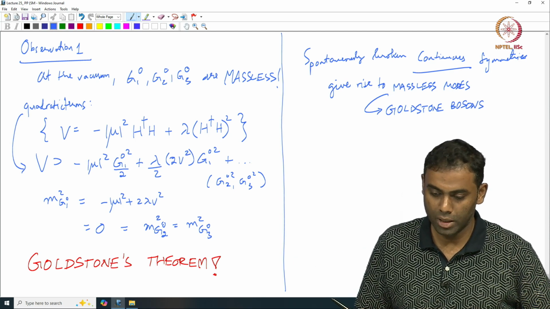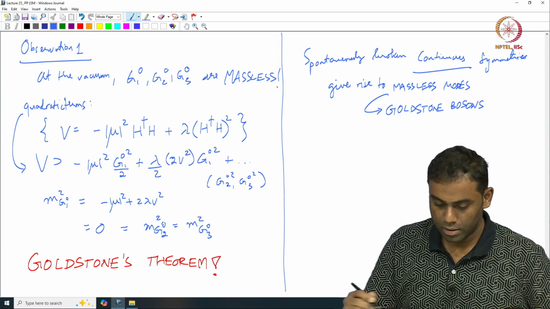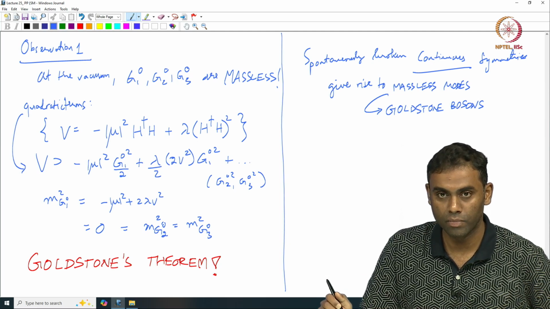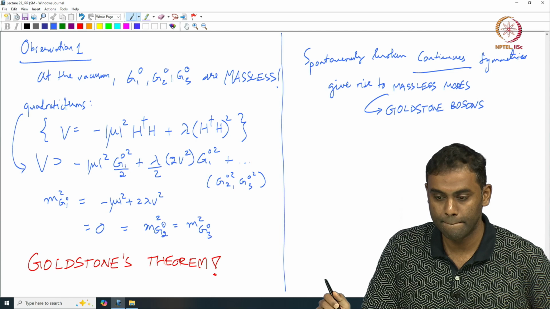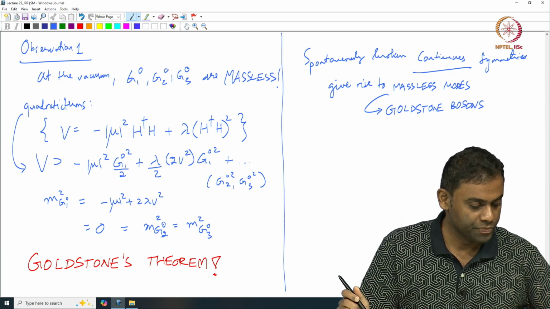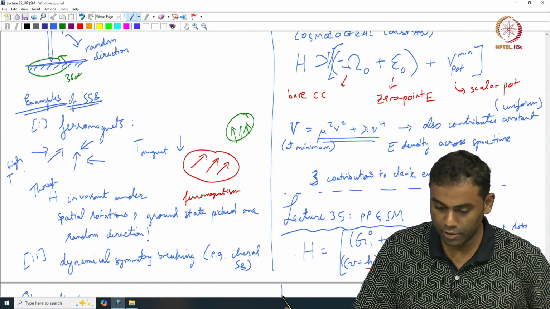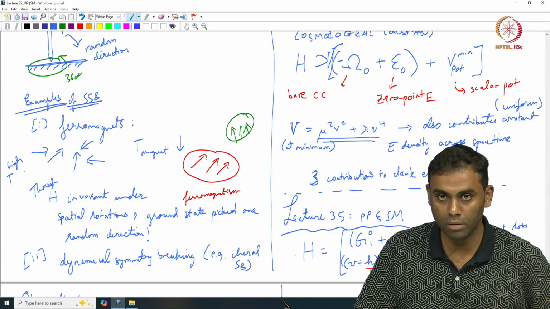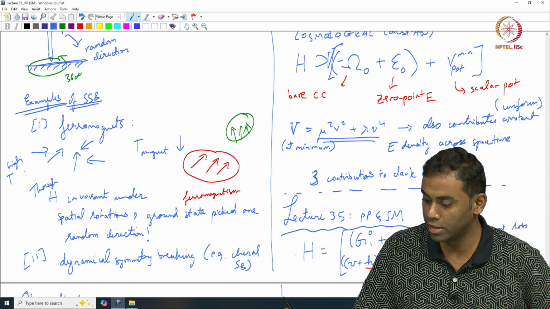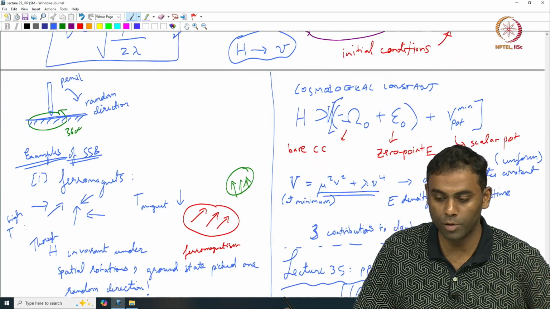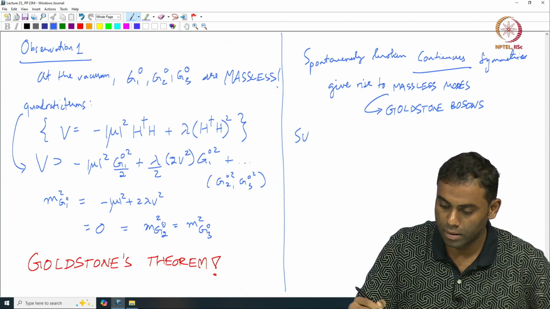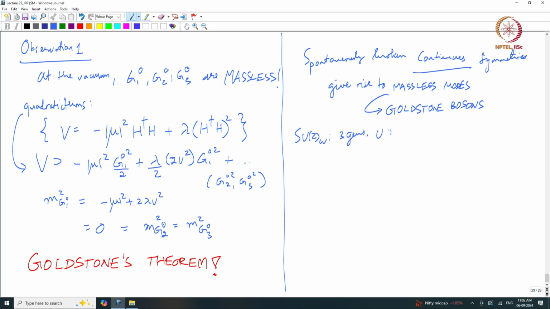Okay. Not only that, how many Goldstones are there? In this case, there are 3, right? And when we broke SU2 cross U1, how many generators did we actually remove? So, how many generators does SU2 have? SU2 has 3 generators, right? What about U1 hypercharge? That has 1 generator, correct?